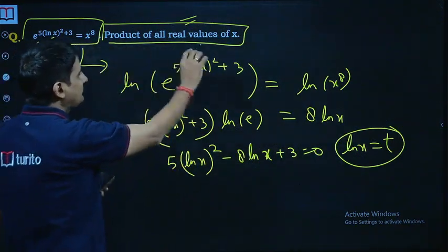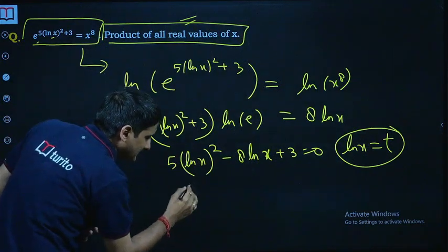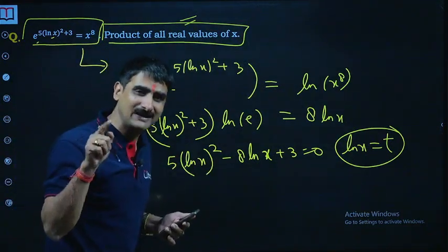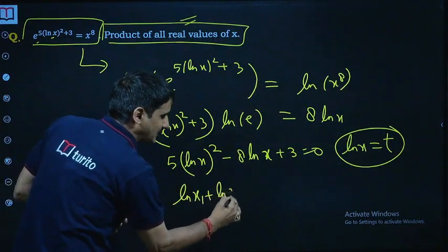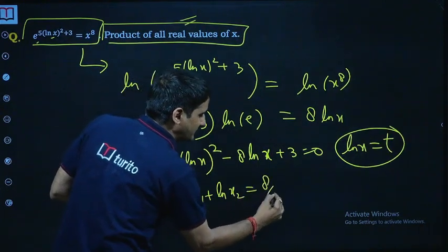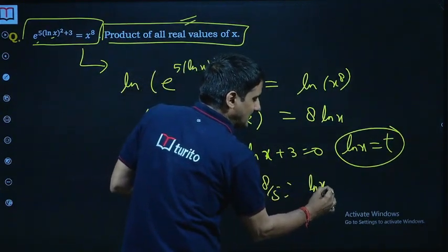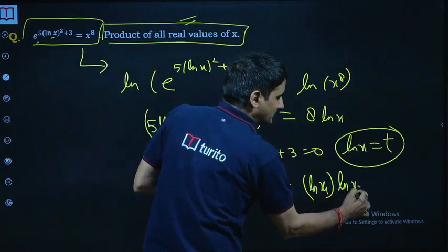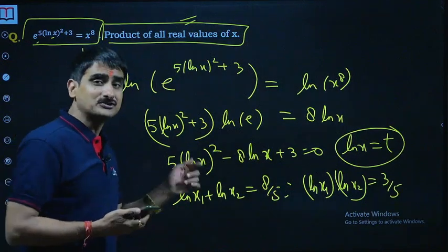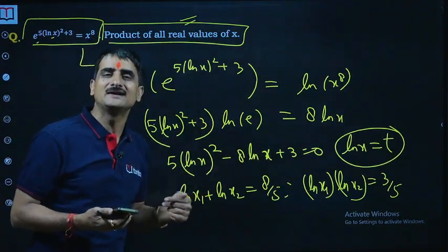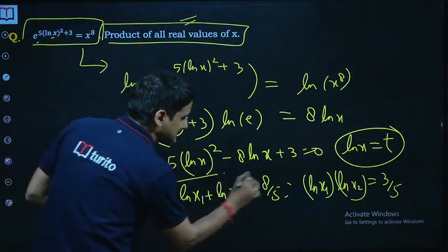Okay, so product of all real values of x. See, it's a quadratic in terms of ln x. If I write the sum of roots, it will be ln x1 plus ln x2 equal to 8 by 5. All of you agree or not? Product of roots will be ln x1 into ln x2, which is 3 by 5. Why? Because if t1 and t2 are the roots, t1 will be ln x1 and t2 will be ln x2. Now what do we need? See, we need this thing here. Why?